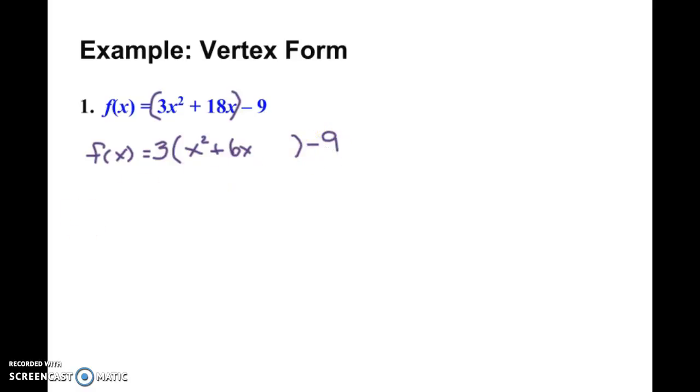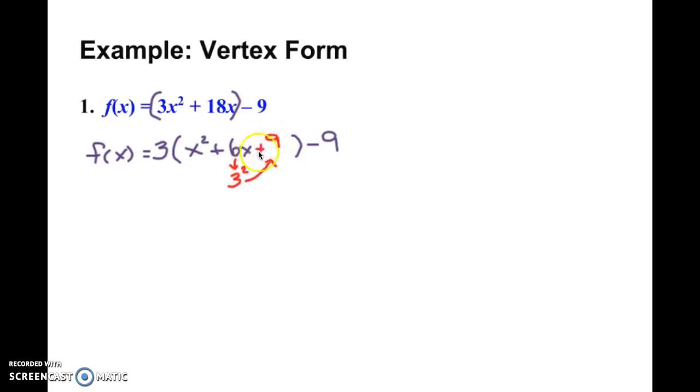Step number 2 says to take half of b. Now, half of 6 is going to be 3. And once I take the 3, I'm going to square that. So this 3 came from half of 6. I'm going to square the 3, and that's the number I'm going to add in here. So it's going to be 3 squared is 9.